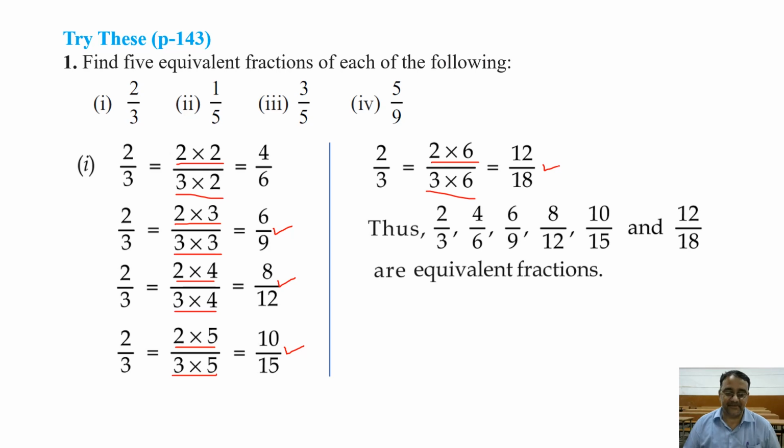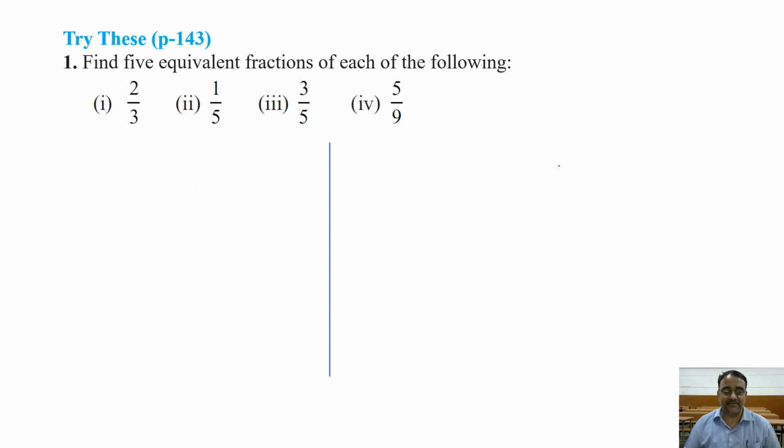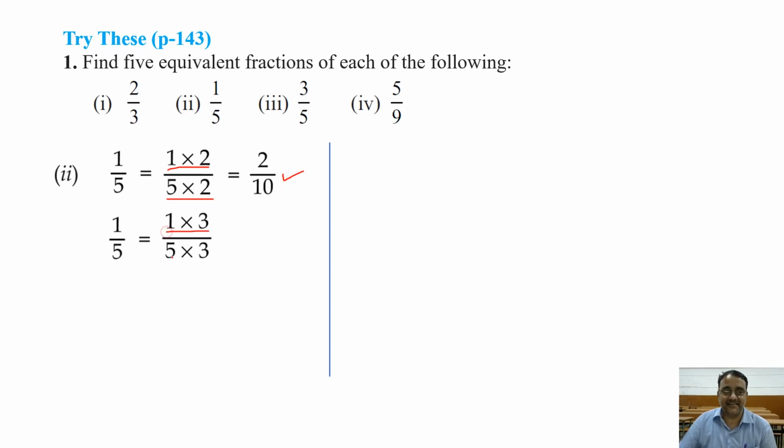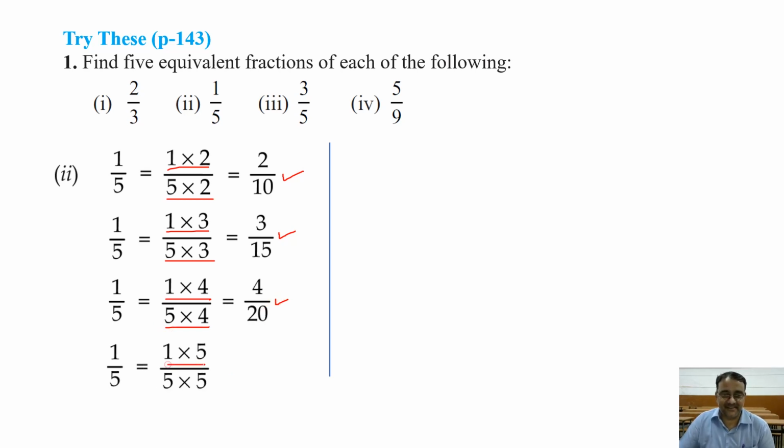Right. Now 1 by 5. Next question is 1 by 5. First you multiply with 2. 2 by 10. Next multiply with 3. 3 by 15. Very good. Next multiply with 4. 4 by 20. Very good. Now multiply with 5. 5 by 25.